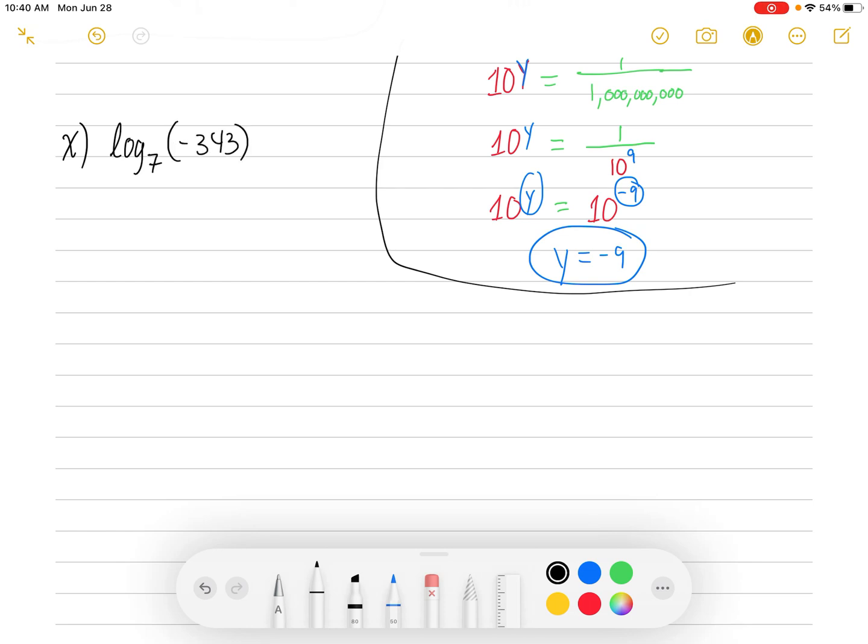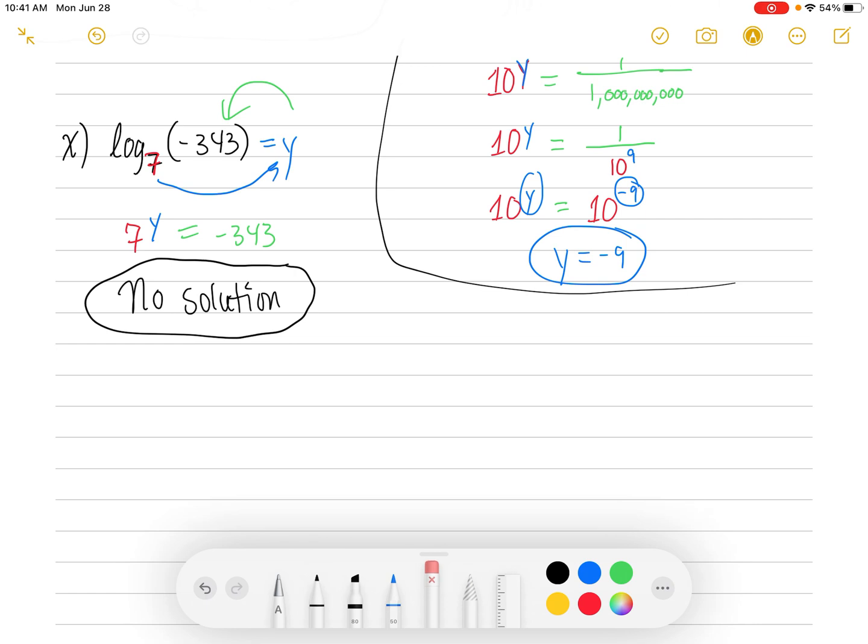Okay, and maybe just one more problem I want to focus in on. Number 10 is log base 7 of negative 343. So we'll set this equal to y like we've been doing. We'll rewrite this in exponential form where we have exponential base 7 raised to the yth power equals the argument, negative 343.